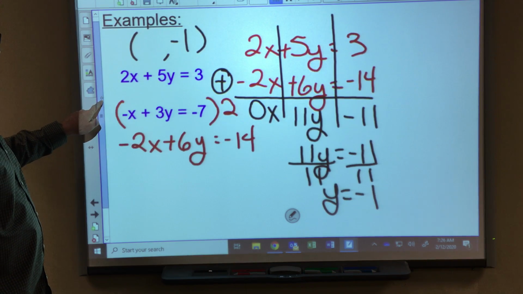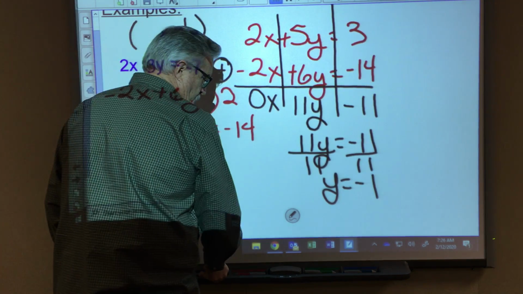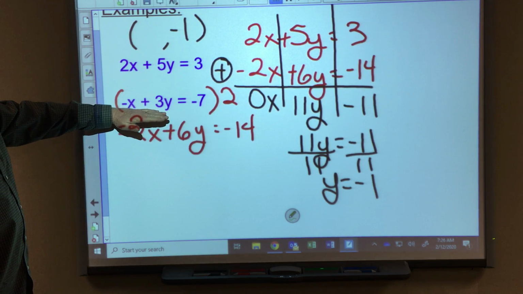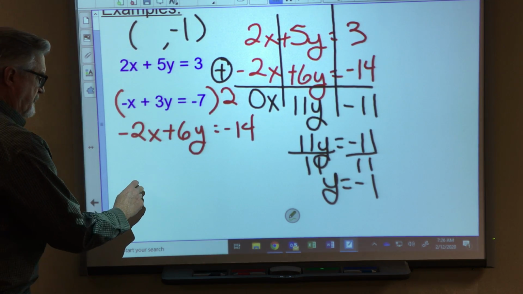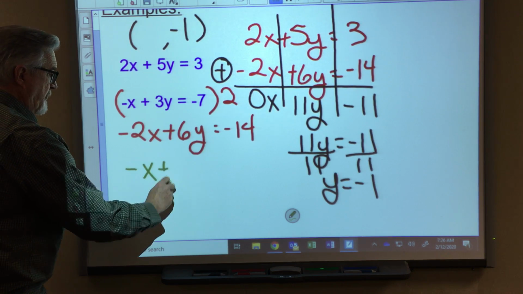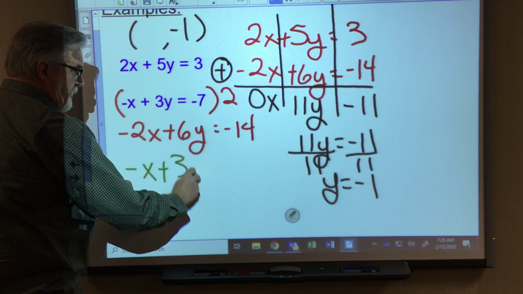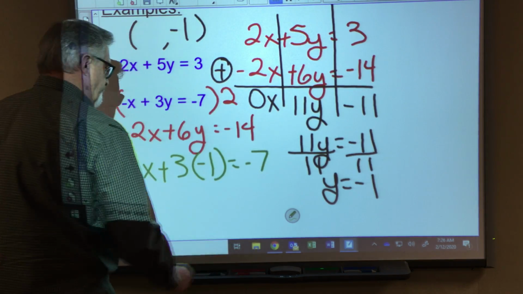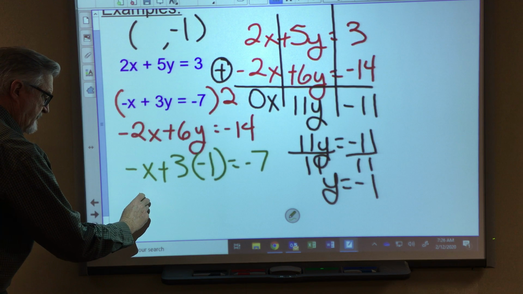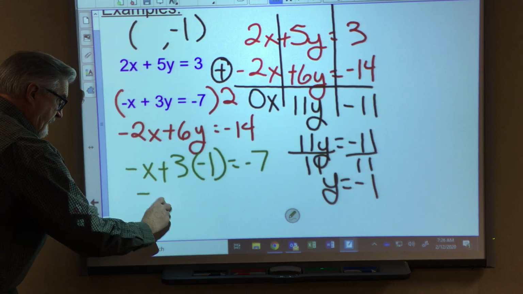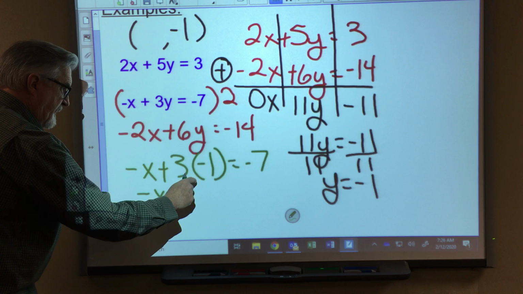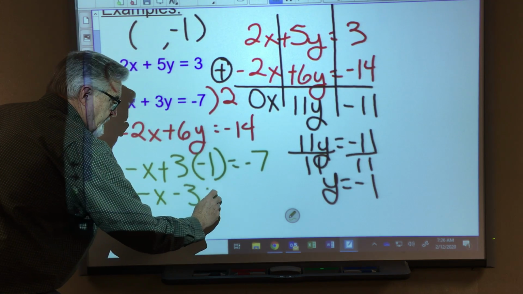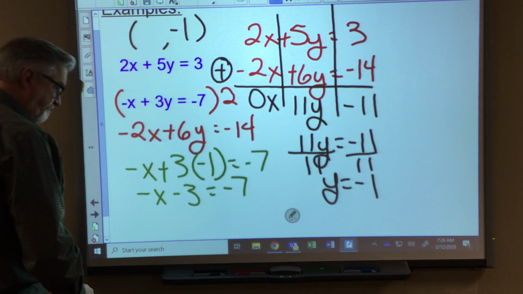We're going to take that information and plug it into one of the other equations to solve for x. Again, I think this bottom would be the easiest. So we would have negative x plus 3 times y. We know that y is negative 1, is equal to negative 7. Let's simplify this. So we have negative x plus 3 times negative 1, which would be plus negative 3, which would be the same as subtracting 3, is equal to negative 7.